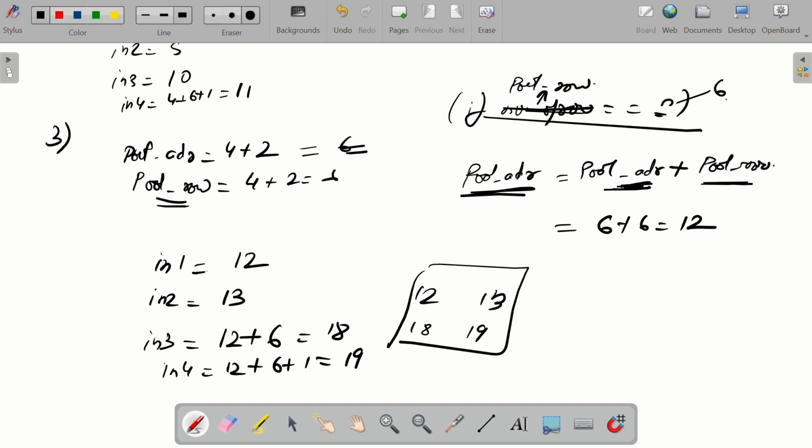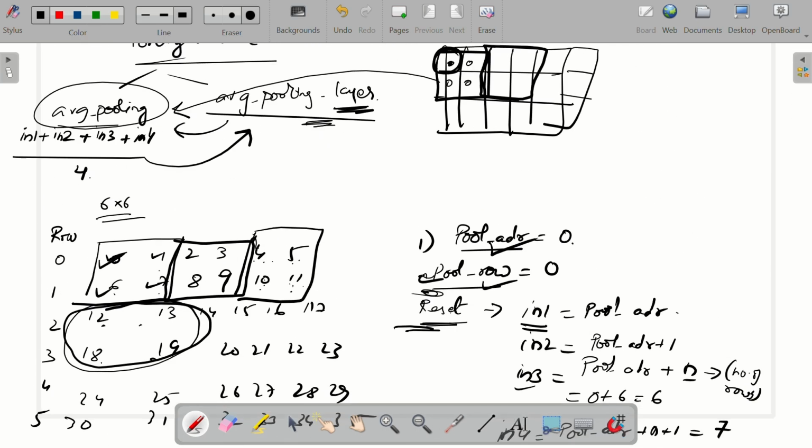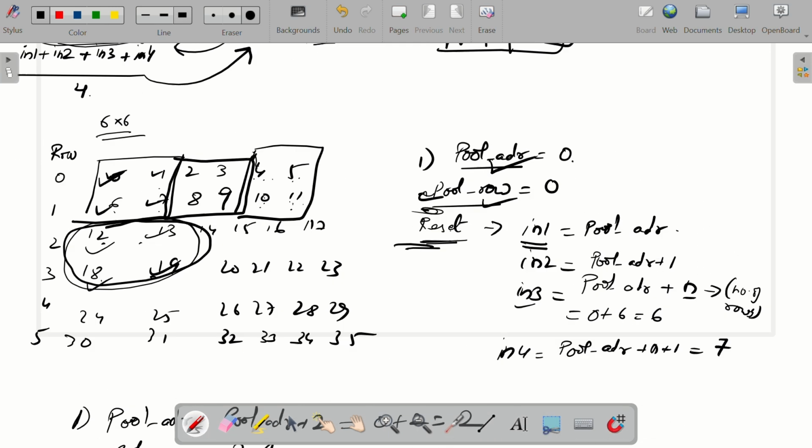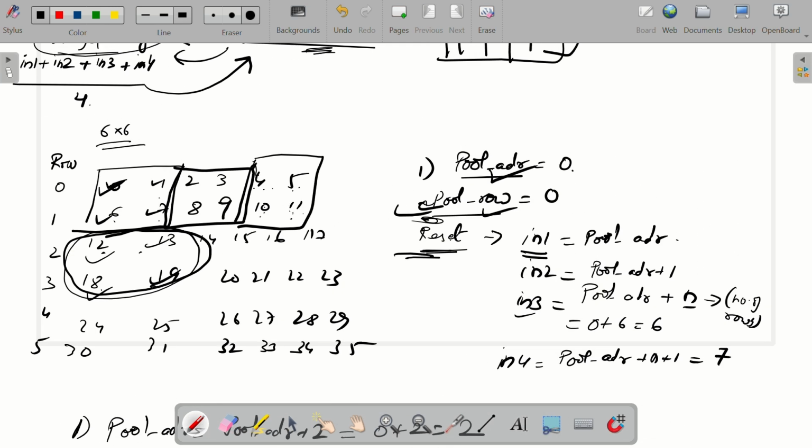Let's verify whether these are the next set of pixels I need. Yeah, correct. So 12, 13, 18, 19. These are the next set of pixels I need. And why am I able to achieve this? I'm able to achieve this because I have modified the equation for pool address since I know I have reached the end of the row. That is the importance of pool row, and we have understood why we need pool address.